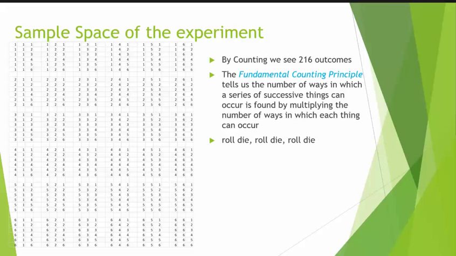So the total number, based on this fundamental counting principle, is 6 times 6 times 6, or 6 to the third, or 216. So what you're looking at in that grid is all the possible outcomes that you could get if you were to roll a die 3 times: 216 possible outcomes.